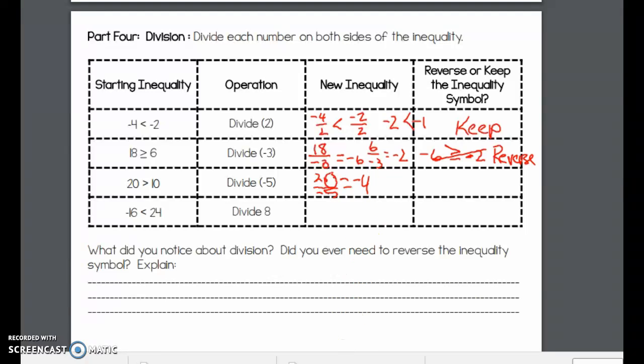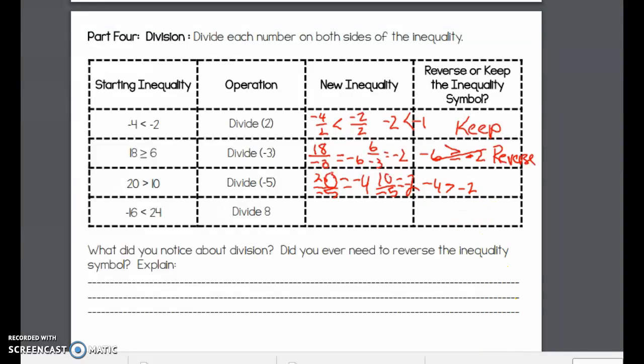The next one is 10 divided by negative 5. Write it in the same way. 10 divided by negative 5. What's that? Now we're going to rewrite these two numbers with our inequality sign. Negative 4, and the original sign was greater than, and negative 2.